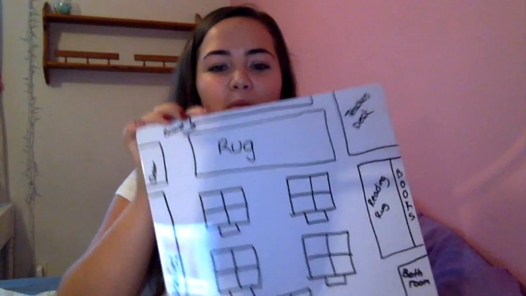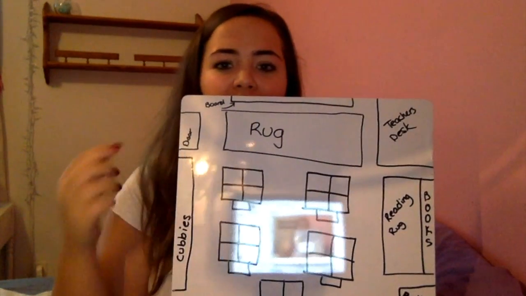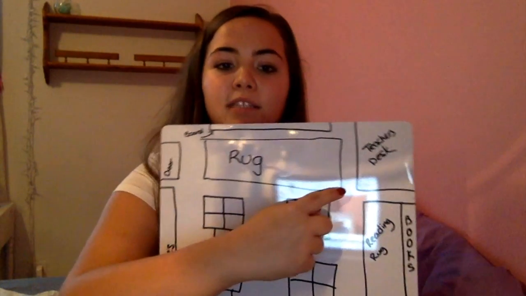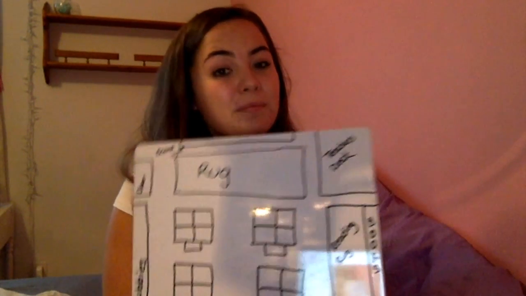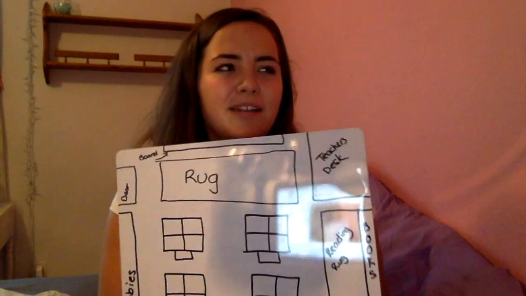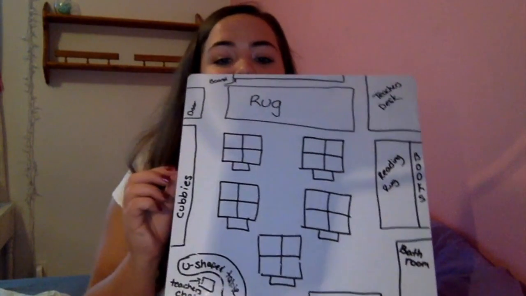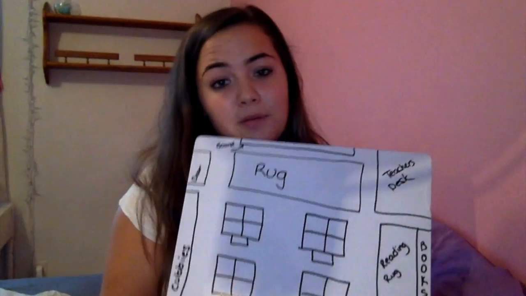Secondly, you want to figure out where you want the centers to go in the room. So I made a fake little classroom on my board. Over here's the door, and here's the whiteboard, the rug, the teacher's desk, the reading area and the books, the bathroom, because a lot of classrooms now have bathrooms. When I was in school we didn't have bathrooms in our classroom, but now they do. Cubbies, computers, these are the desks, and this is called the U-shaped table.